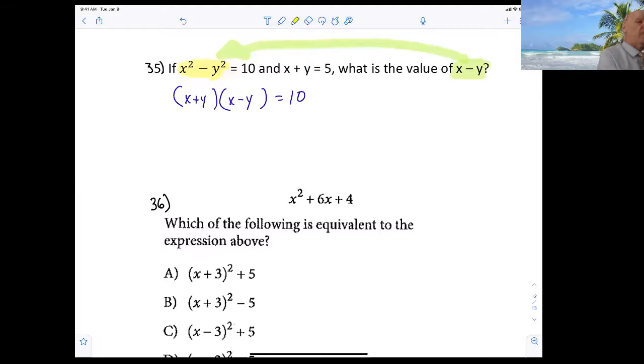Now, I would like everybody to highlight x plus y equals 5. And what exactly does that mean? That means wherever you see an x plus y, I could put what? 5. Yes, sir, I could put 5. Does everybody see this right here? What is that the same as? 5. Look how tricky that problem is. Couldn't you also say 5 times x minus y equals 10? Everybody see that?